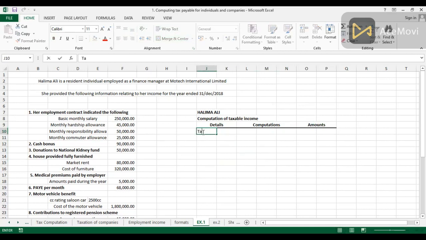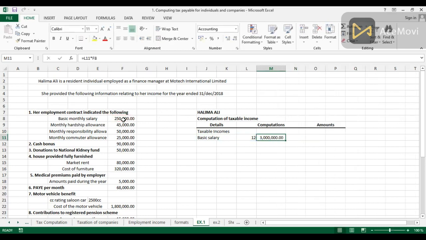So taxable incomes, and this one is just as simple as what we are doing in the lower sections. We'll start with the basic salary. So the basic salary here you've been told is per month, so 12 months. So for the amounts, it will be equals the 12 months times the 250. Now let me put equals to this one here. Enter. Now we have finished the basic salary.